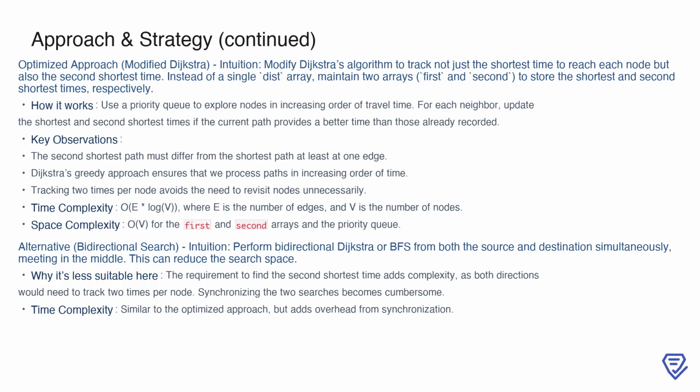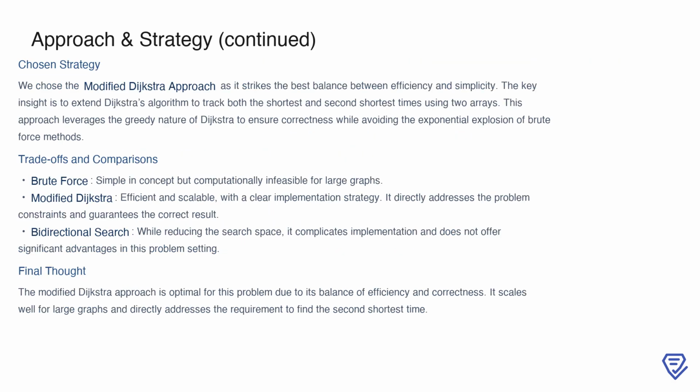An alternative strategy like bidirectional search might also come to mind, where we perform simultaneous searches from both the source and destination. While this can reduce the search space in some problems, it introduces additional complexity here. Specifically, the need to track 2 times per node and synchronize the searches makes this approach less suitable for our case. Given the problem's requirements, we have chosen the modified Dijkstra approach as the best strategy.